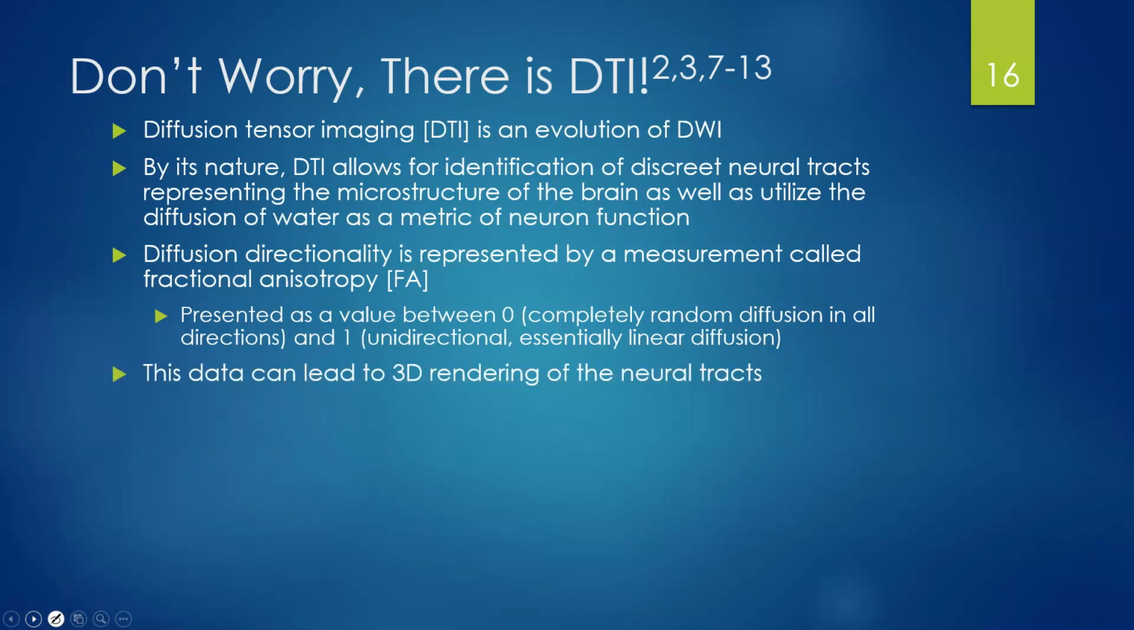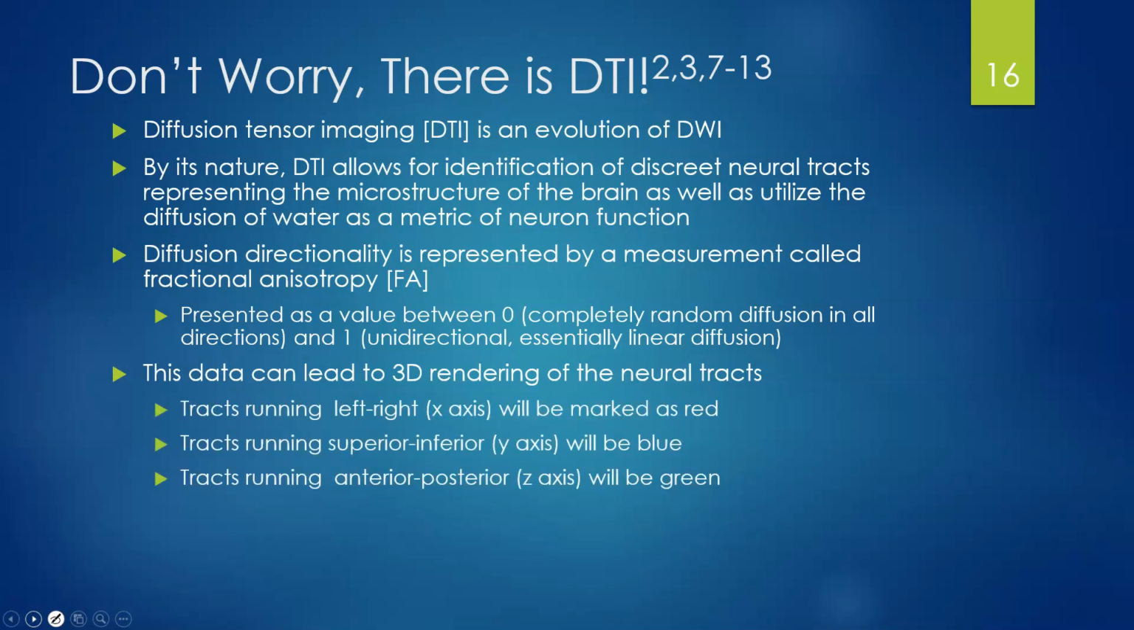What's really cool about DTI is that a lot of this data can be pulled together to create a 3D rendering of the individual neural tracts, and we call this tractography. When we look at tractography, the applied color scheme is red, blue, and green. Things moving left to right, in the x-axis, are red. Things going superior to inferior, following the y-axis, are blue, and anything moving in the anterior-posterior direction, the z-axis, is green.